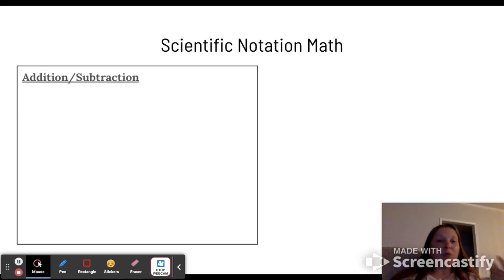So now let's talk about how to do math with scientific notation, because it is a little different. Not super different. You will have a calculator, so you can always just check yourself with a calculator.